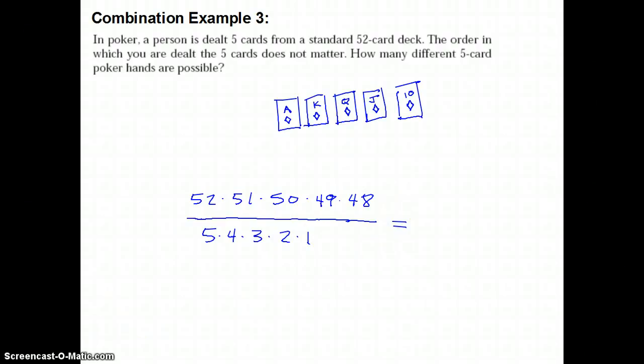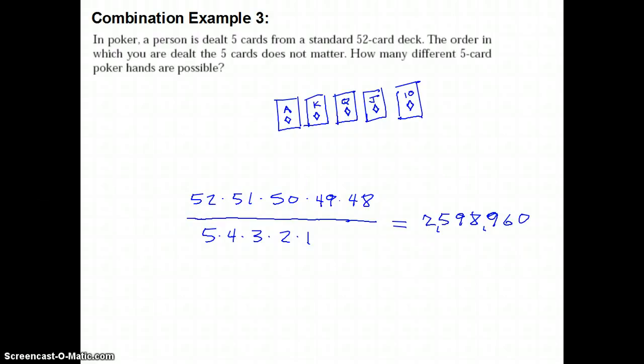So I need to take out my handy dandy calculator to figure this one out. So we find that we can arrange these cards a total of 2,598,960 different ways. So there's a lot of different ways we can arrange 5 different cards taken from 52.